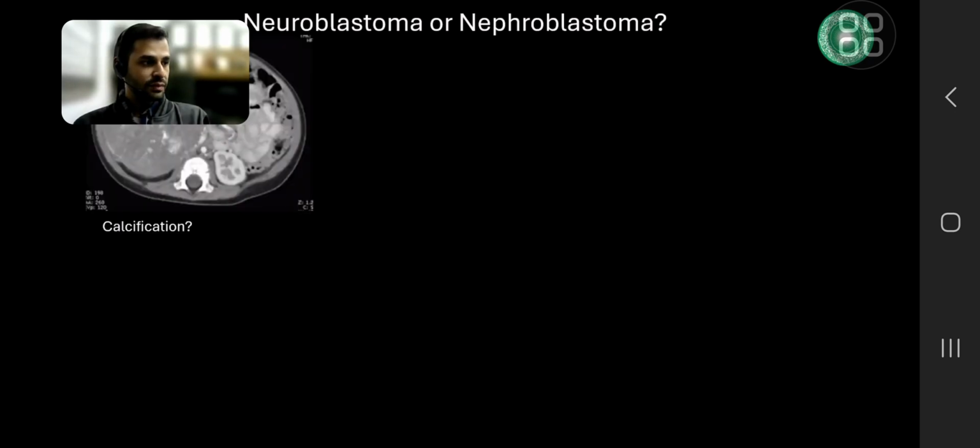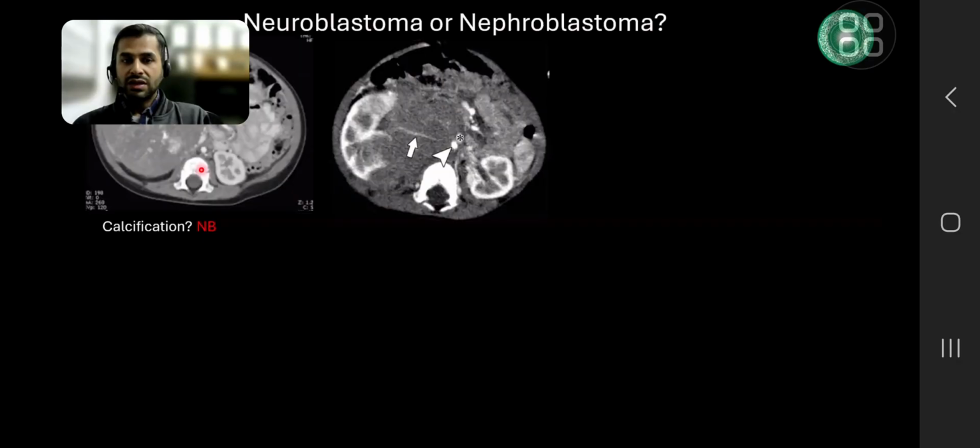When there is presence of a large amount of calcification, especially if it's coarse, as I said, 90% are associated with neuroblastoma. If there is vascular encasement, there is elevation of the aorta from the retroperitoneum, and if the mass crosses the midline, it also favors neuroblastoma.